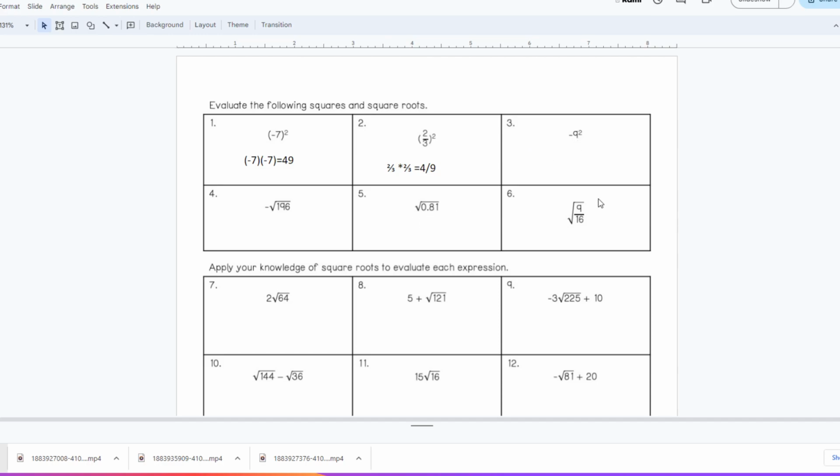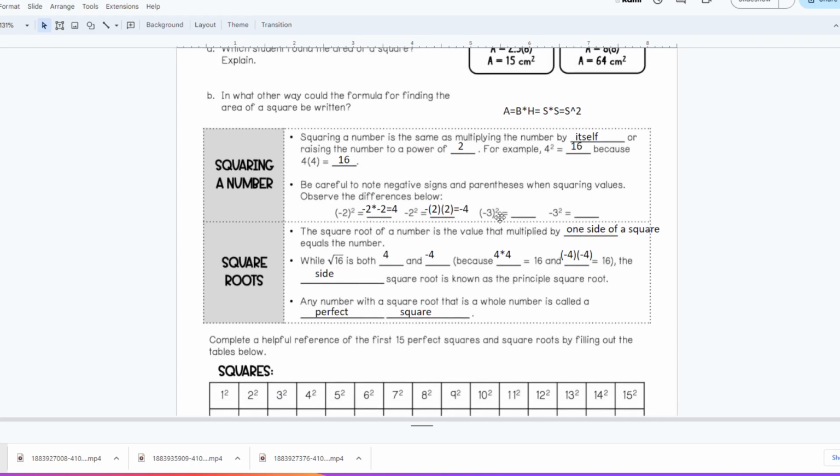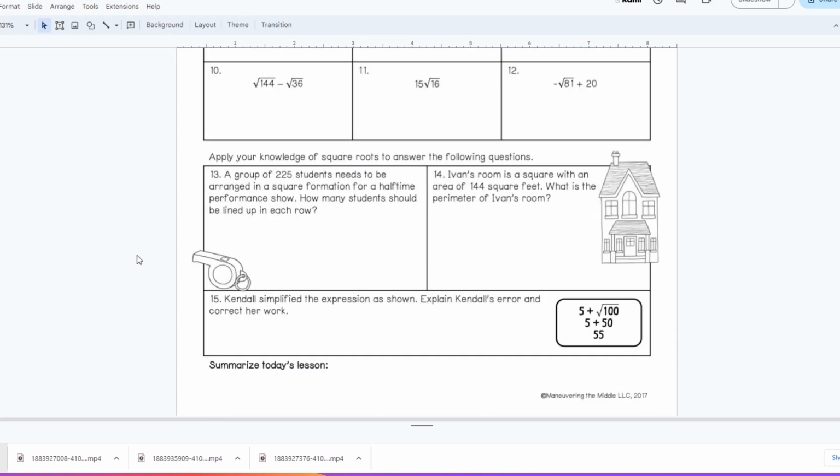The ones that might be a little bit trickier are numbers 5 and 6, but I will let you guys challenge yourself to figure those ones out. Just think about how square roots work and work backwards a little bit.